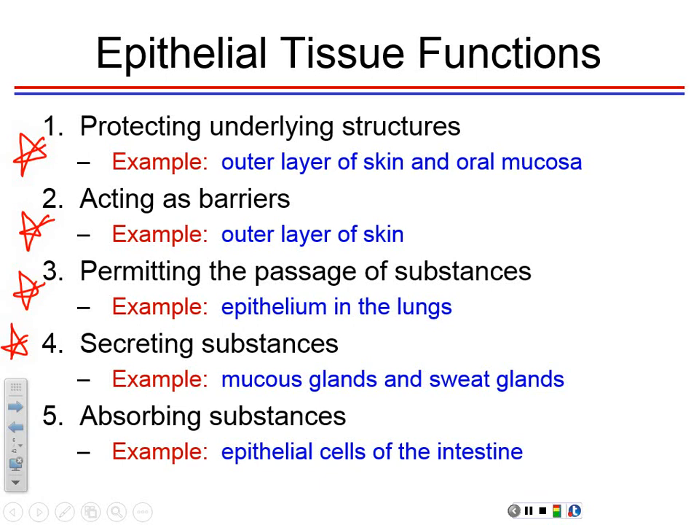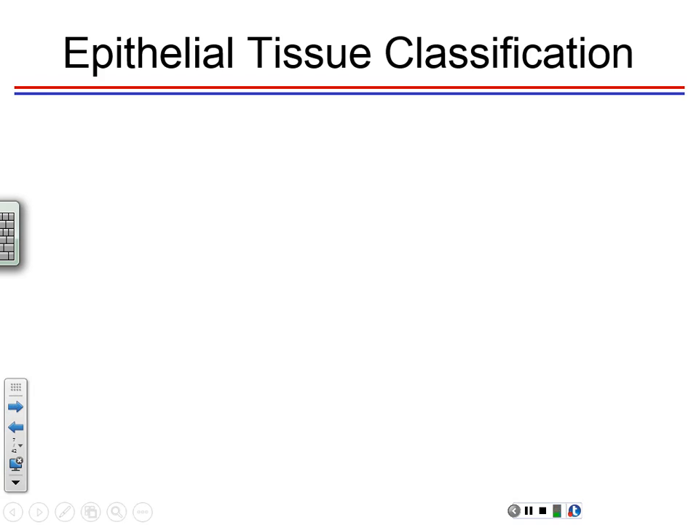And of course, absorbing, like in the small intestine, right? Absorbing substances, glucose, amino acids, and so forth. So if you were ever asked about the general functions of epithelial tissues, just think about the digestive system, think about your skin and what it does. You can come up with at least four, and you'll be okay. So those are the general functions of all the epithelial tissues.